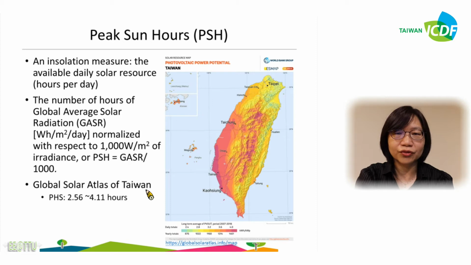And this slide shows you the average peak sun hours in Taiwan, and you can check that from Global Solar Atlas. And for Taiwan, because of the latitude, the peak sun hours may range from 2.56 to 4.11 hours. So it's not quite high compared to the tropical area.